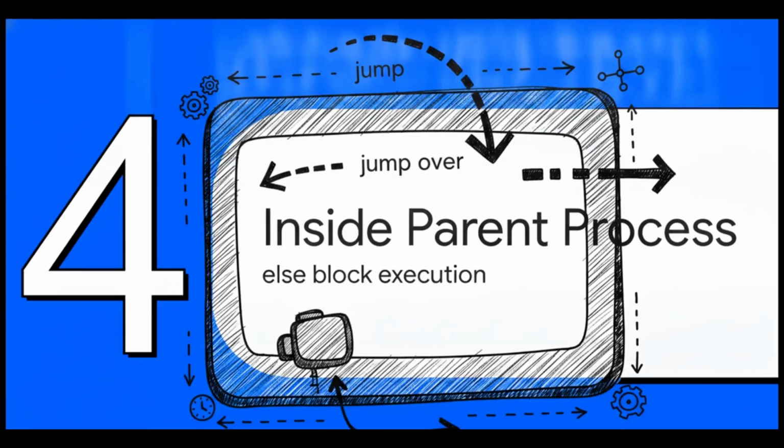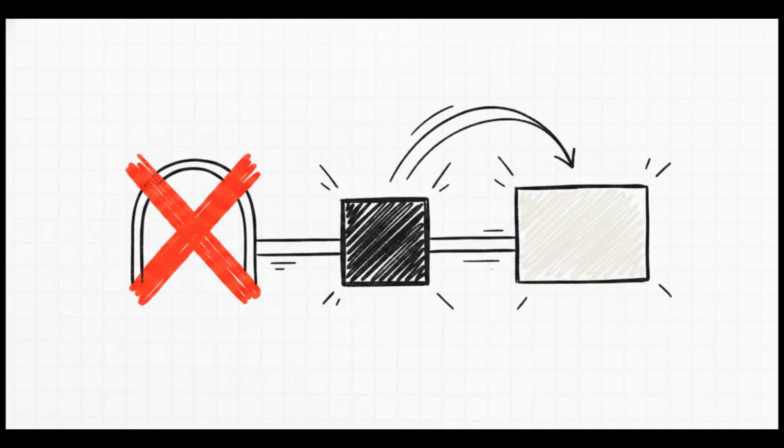All right, jumping over to part 4, inside the parent process and its else block execution. Rewind a second to that logical fork in the road. When the parent asks, did the fork command hand me a 0, its answer is no. Remember, it received the child's ID, 3501. Because that initial condition evaluates to false, the parent completely skips over the child's code and drops straight into the else block. This ensures it only executes its own designated instructions.